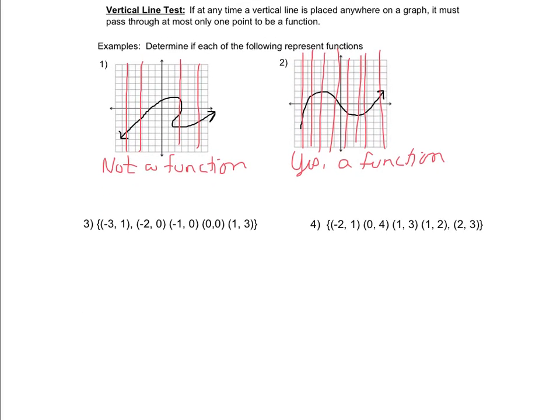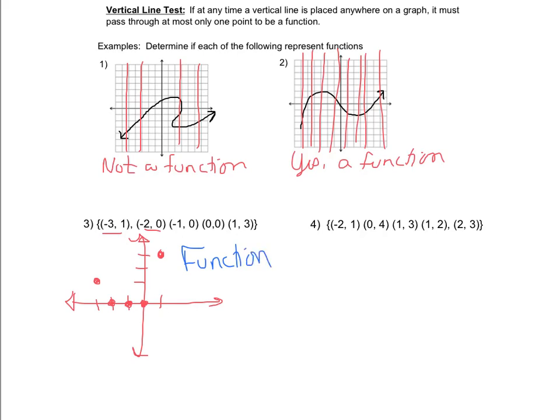If instead of being given a graph, I was given points, notice I could fairly quickly sketch these points out. So, creating a graph, I'm going to go back 3 and up 1, back 2 and up 0. I'm just plotting each of these points. Back 1 and up 0. 0, 0, my origin, and over 1 and up 3. So notice if I look at the graph or the points that I've plotted here, never does my vertical line go through more than 1. So this is going to be an example of a function.